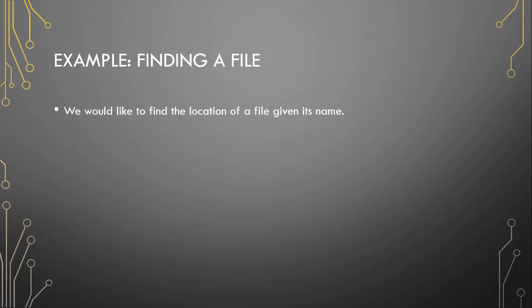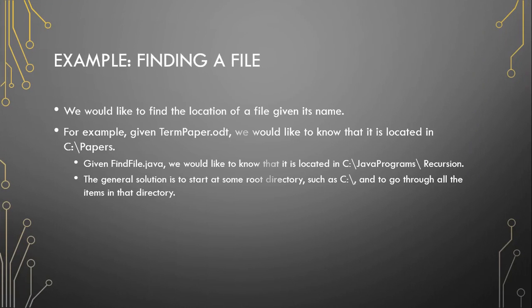So let's say we want to find the location of a file given its name. For example, given term paper.odt, we'd like to know that it's located in C:/papers. Simple enough. If we're given findfile.java, we'd like to know that it's located in C:/Java programs/recursion. The general solution, when we look at these, is to start at some root directory, such as the C drive, and then to go through all the items in the directory.